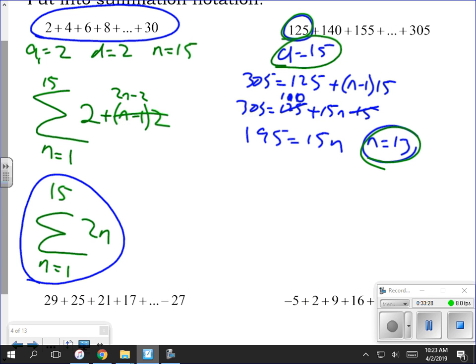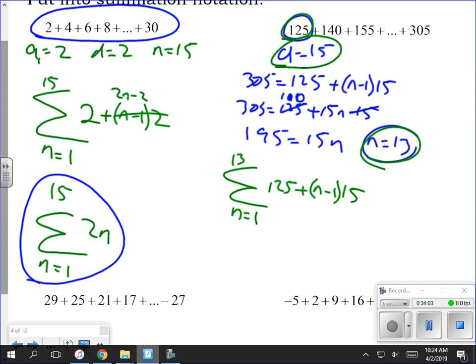Summation notation. N goes from 1 to 15 in this case. So I have the sum goes from n equals 1 to the first 15, sorry, 13, 13, 13. N is 13, D is 15, 13. And then plug in my formula, 125 plus n minus 1 times D, which is 15. Yes, question?